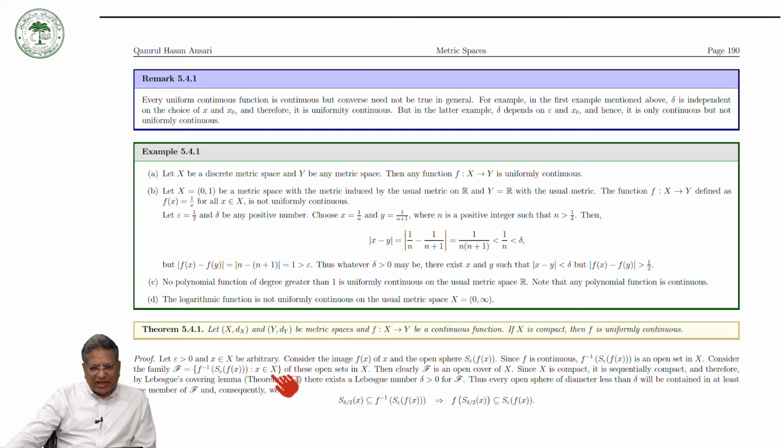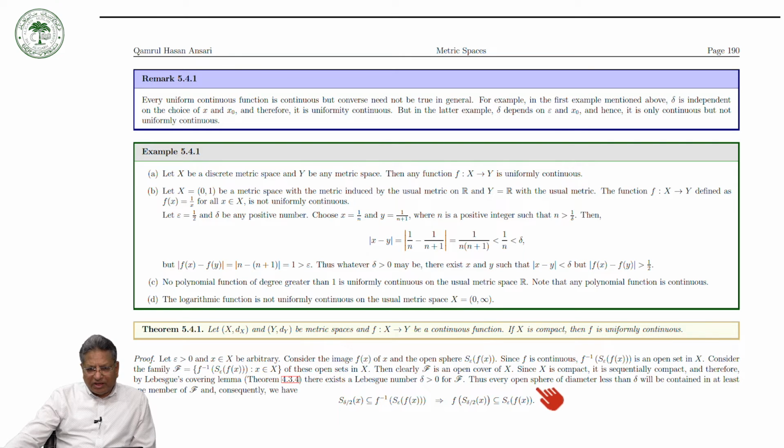And now since X is compact, it is sequentially compact, and therefore by the Lebesgue covering lemma, there exists a Lebesgue number delta greater than 0 for this open covering.